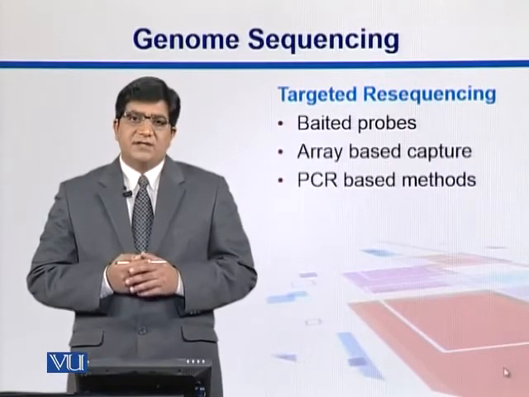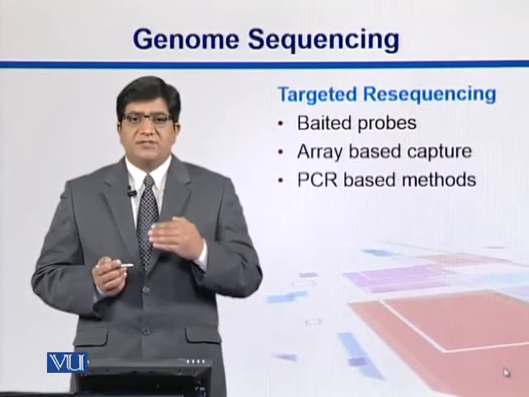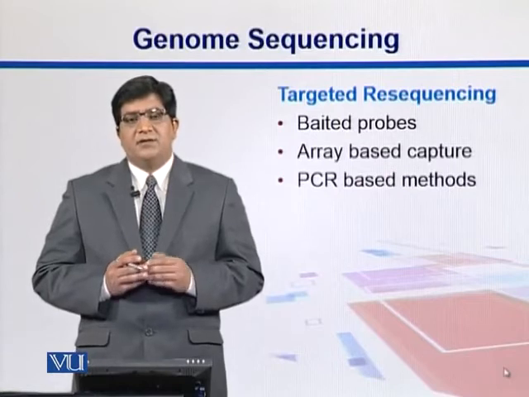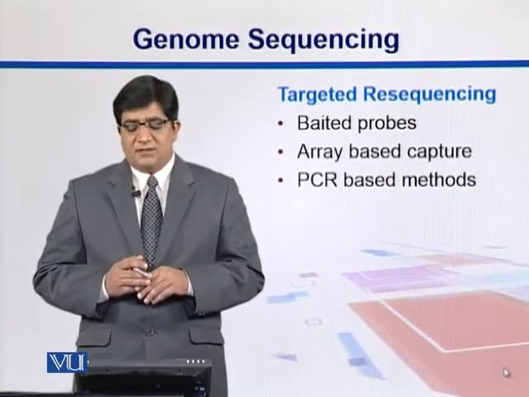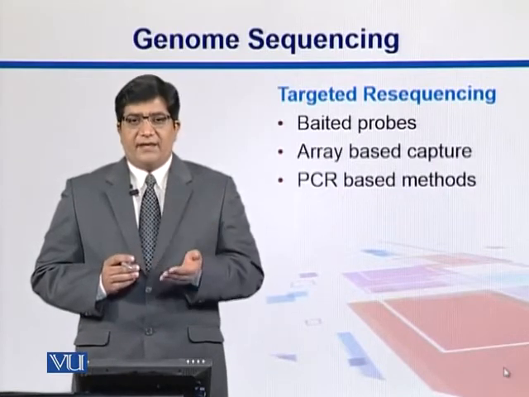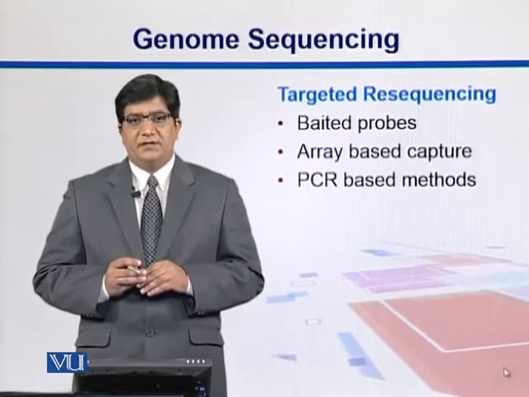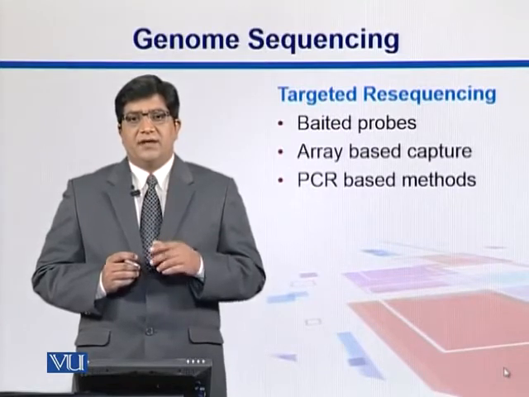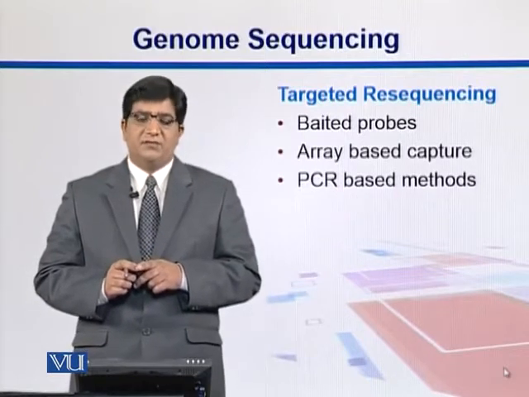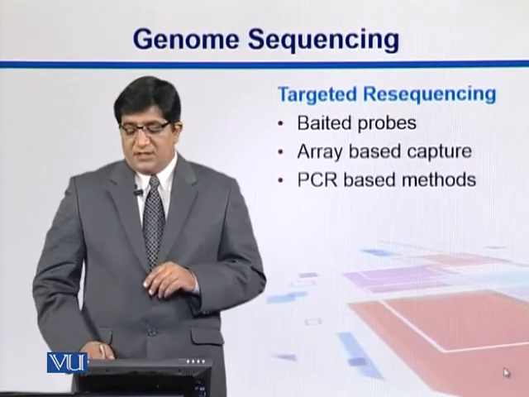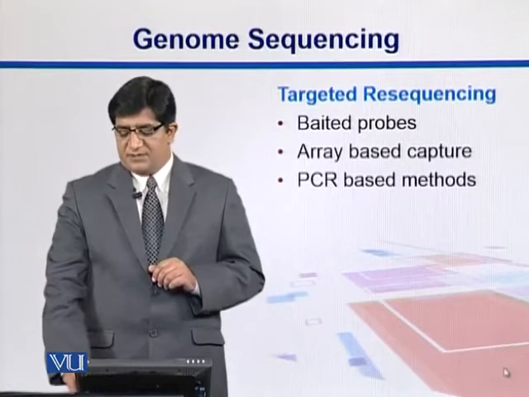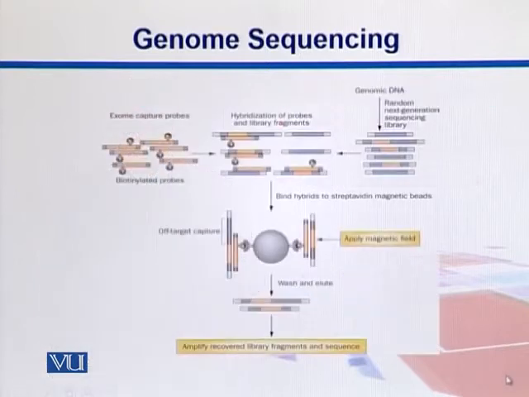In targeted sequencing, the question is how to capture those target regions. There are three different approaches. There are special baited probes which are designed for this. We can also use array capture techniques, where we use glass slides with probes on them, and with the help of those probes we can capture our target genes. We can also use PCR-based methods, amplifying some specific regions and then sequencing them.